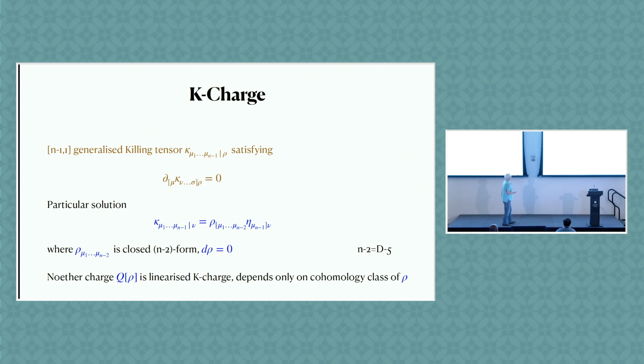And a particular case of these generalized Killing tensors is one where we have a metric times an n-2 form, where we have a closed n-2 form. And in this case, this gives rise to a particular Noether charge, which is the linearized KK charge, and depends only on the cohomology class of rho. So in this way, we see that the KK charge arises as one of the kinds of Noether charges which exist for this dual graviton.